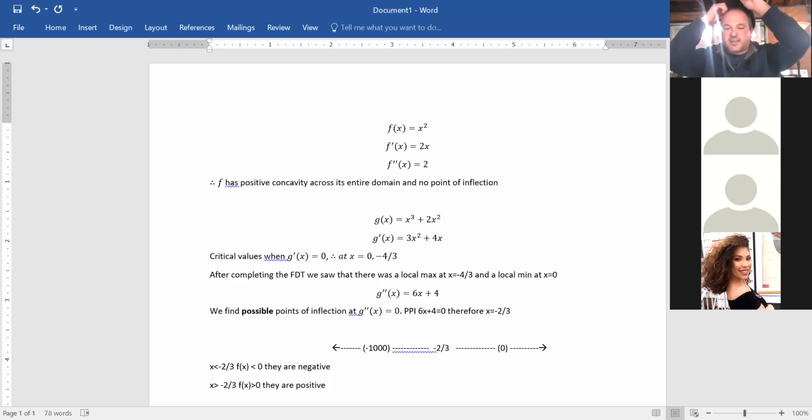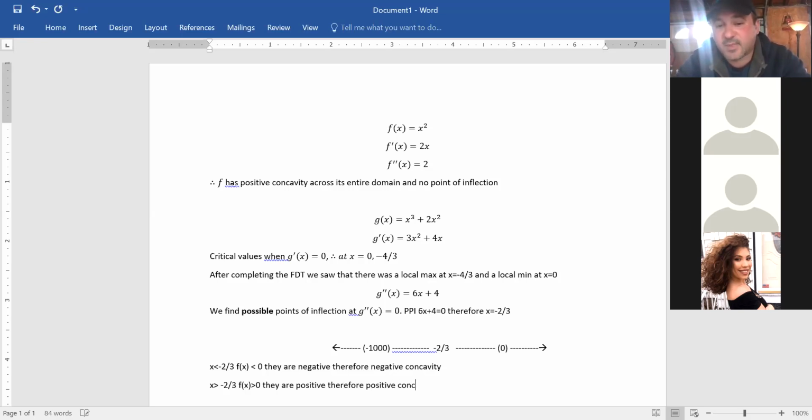So when x is less than negative 2/3, the way we read this, since they're negative, then we have negative concavity, or downward, it's downward concave. And this is therefore positive concavity. This is not the second derivative test. This is the first derivative test being applied to the first derivative. So that's what this is telling us, and it tells us what the concavity is.